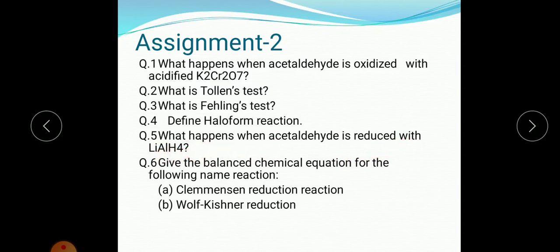And question number 6: Give the balanced chemical equation for the following named reactions: Clemmensen reduction reaction and Wolff Kishner reduction reaction. In this you specify the reagent used. For example, you can take acetaldehyde, and in this you can take a ketone, that is acetone. Complete this assignment and send it in my mail.